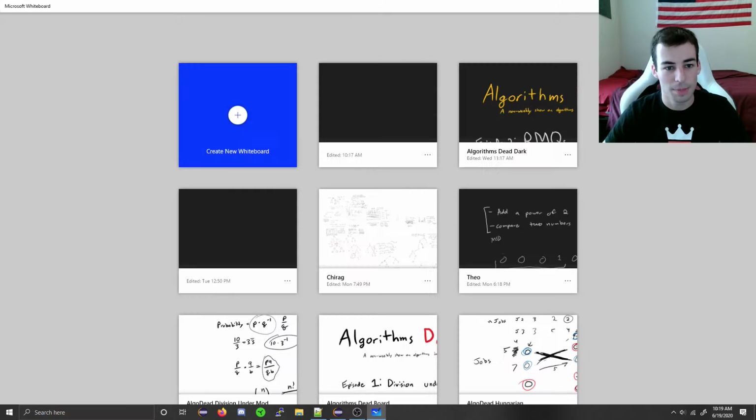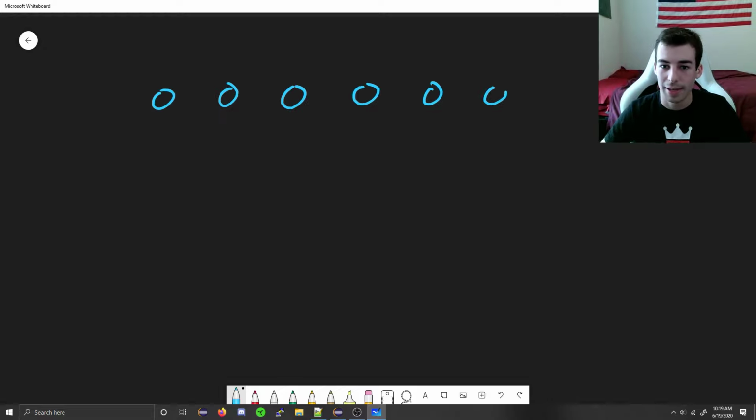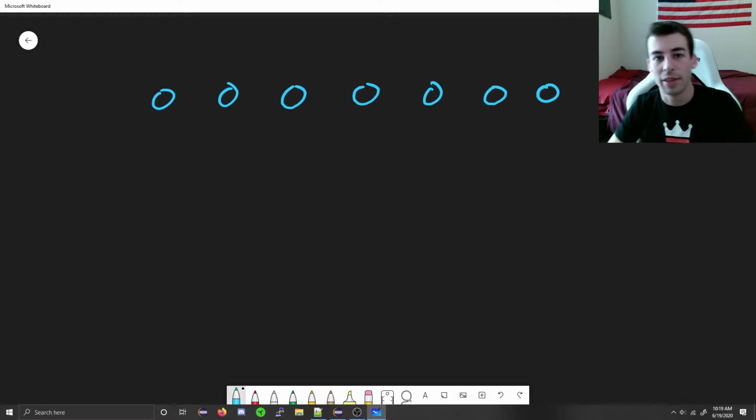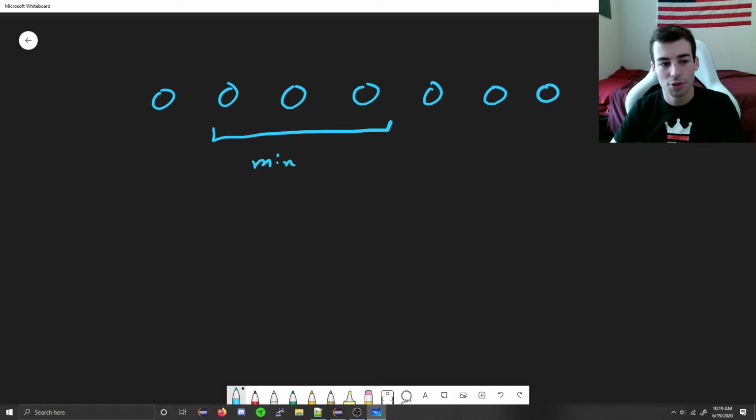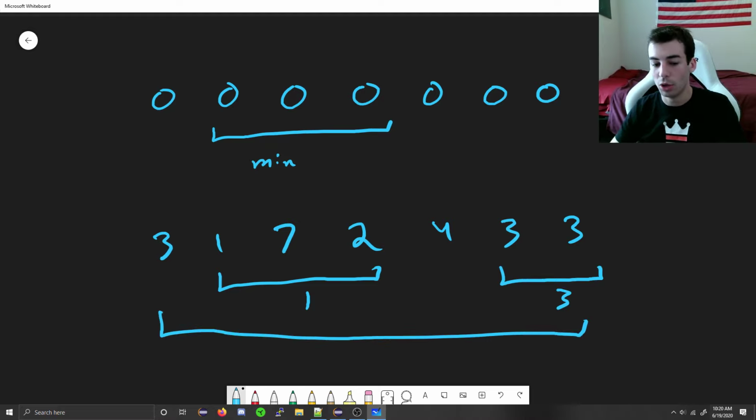So the first thing that might be helpful to talk about is what sort of problems does an RMQ solve? Suppose you're given an array of integers, maybe of size 10 to the 5th or 10 to the 6th, and you want to answer a bunch of queries. Each query is: in this range of integers, what is the minimum? Suppose your array is 3, 1, 7, 2, 4, 3, 3. In this range the minimum would be 1, in this range the minimum would be 3, and in the entire array, the minimum would be 1.